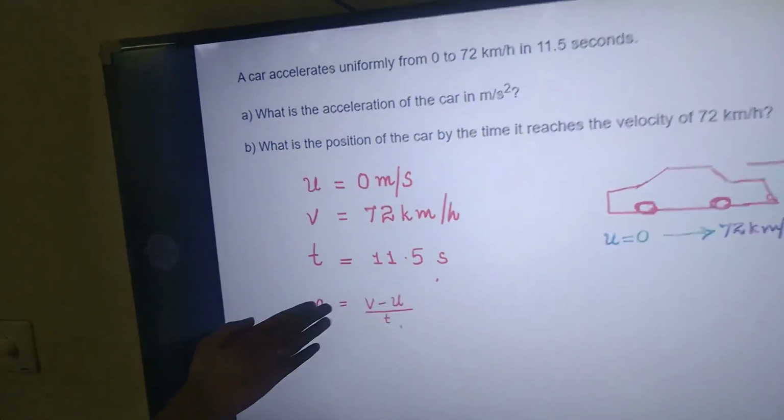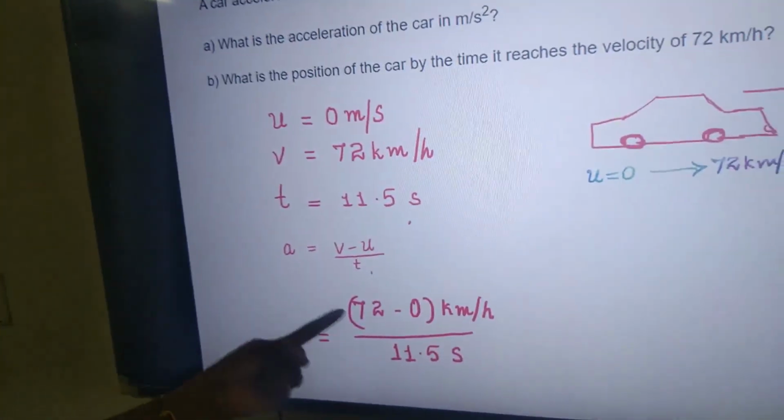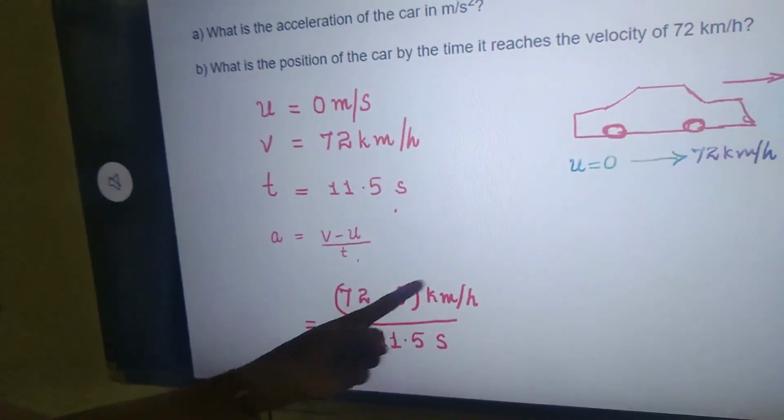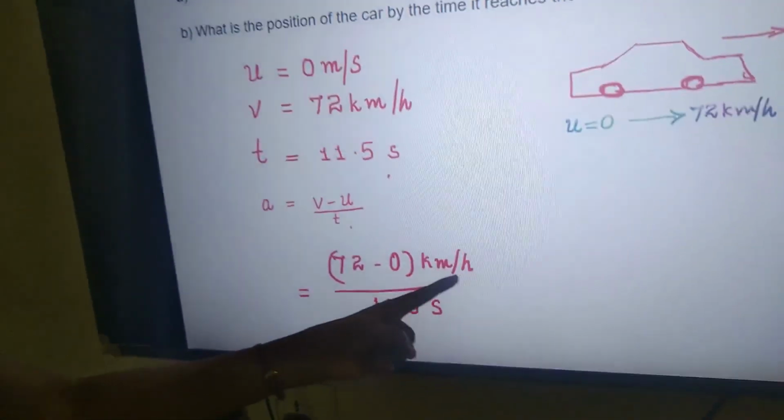Acceleration we can find by the first equation of motion. The equation for acceleration is V minus U by T. This is only the first equation. So when you substitute it, you get 72 minus 0. This is in kilometer per hour and this is in second. Now we have to convert this kilometer per hour to meter per second.